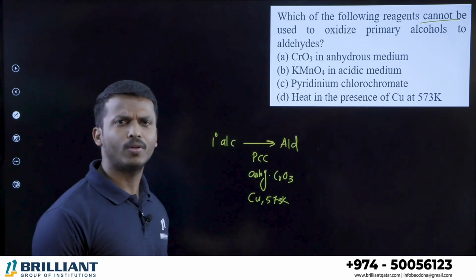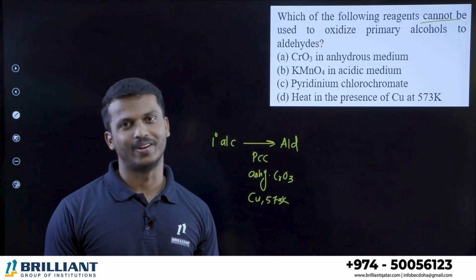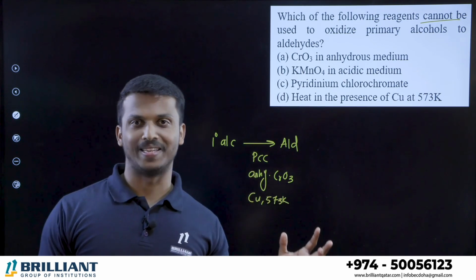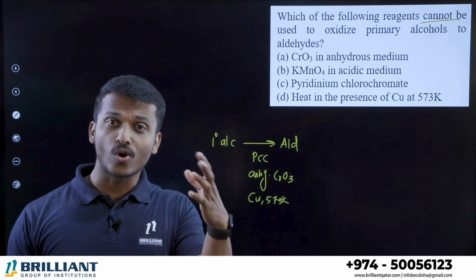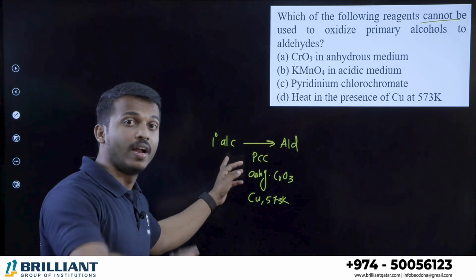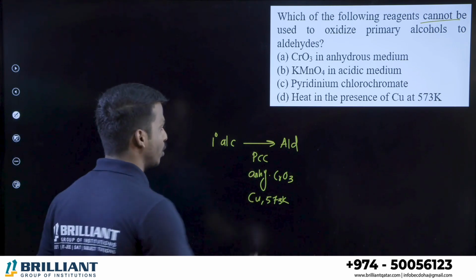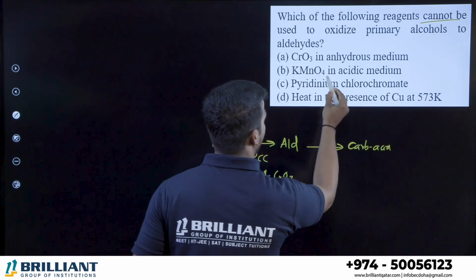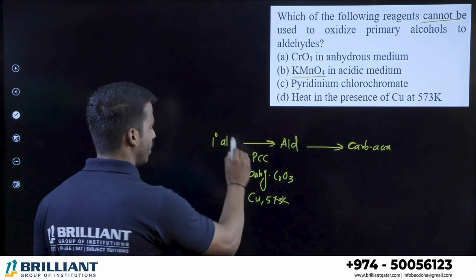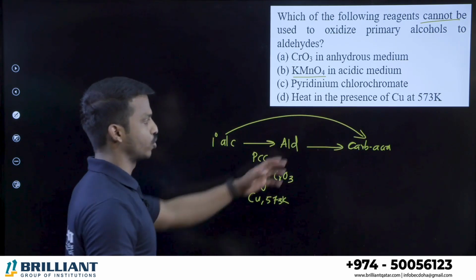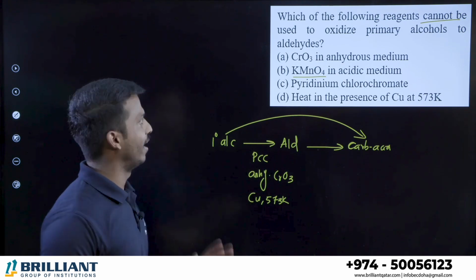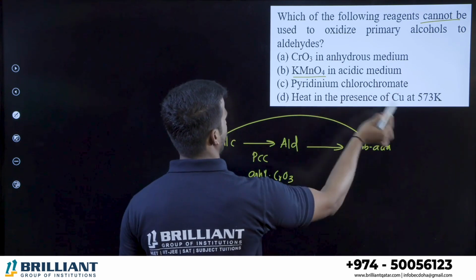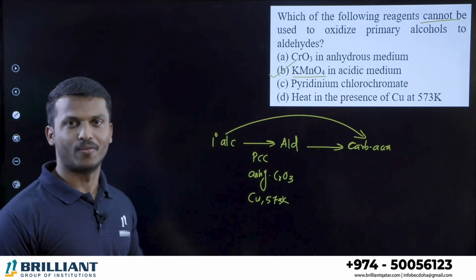KMnO4? KMnO4 in acidic medium. Is it possible? No, dear all. KMnO4, K2Cr2O7 all are very strong oxidizing agents. In the presence of a strong oxidizing agent, primary alcohol is directly converted to carboxylic acid, because aldehyde on further oxidation gives carboxylic acid. Here we need only up to aldehyde. So which is the best? Pyridinium chlorochromate, PCC, fine. Copper at 573, that's also fine. Only the one that is not possible is KMnO4.